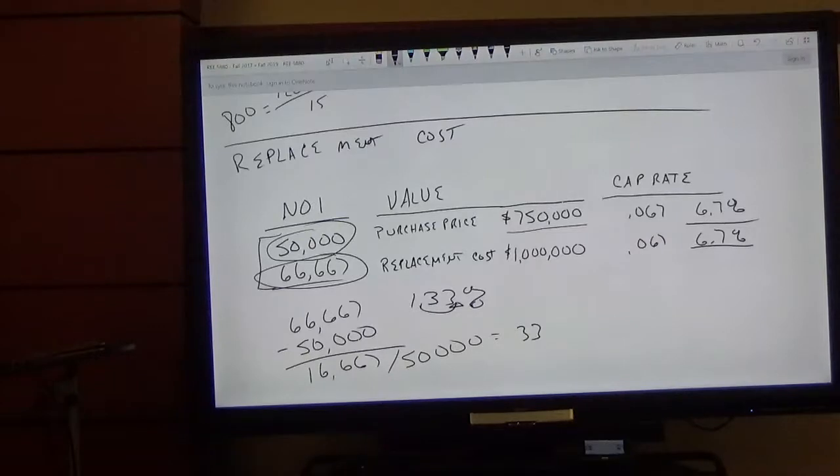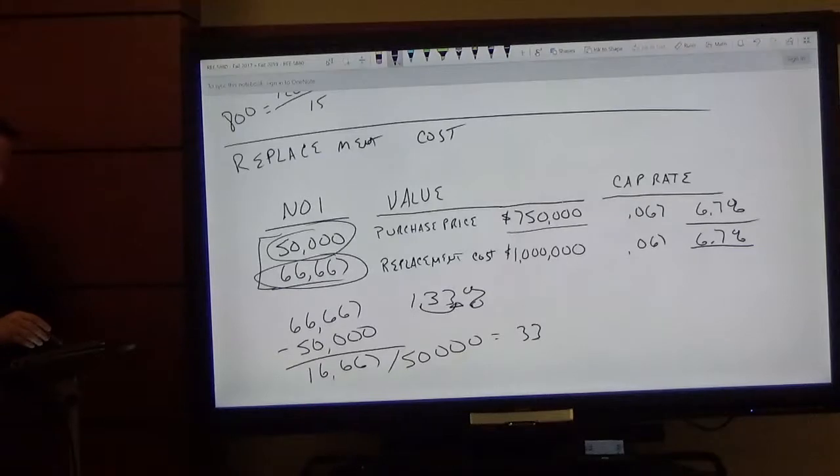Gotcha. And then a quick question: when you're calculating the NOI on the replacement cost, you're not using 6.7, correct? You're using the number that came from 50. Yeah, we were just saying to assume that you want to maintain the same return. Yeah, but I'm just saying, for example, on this question, we didn't take 6.7, we took the 6.6666. Yeah.